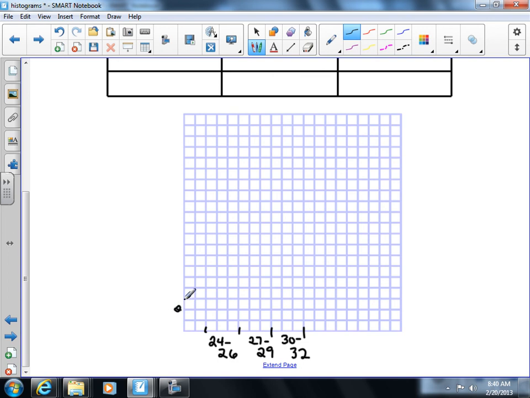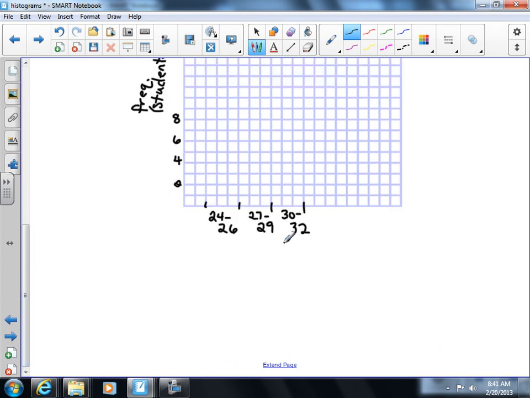1, 2, 3, 4, 5, 6, 7, 8. And you have to label these. So this would be frequency, or I can say students. And then what's my x-axis going to be? What's this one? Yes, shoe length in centimeters.